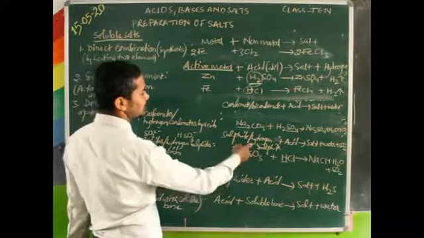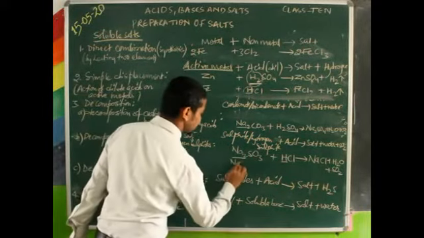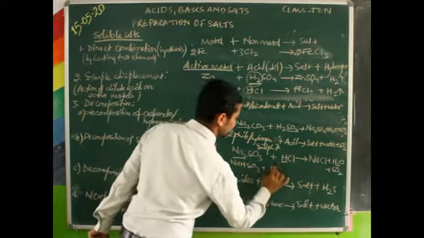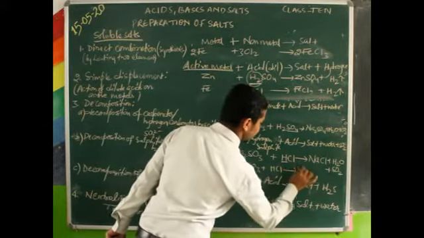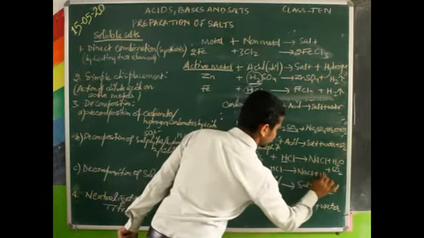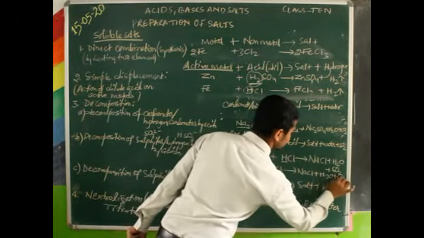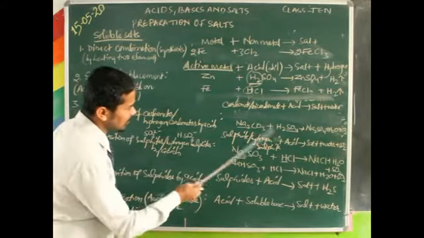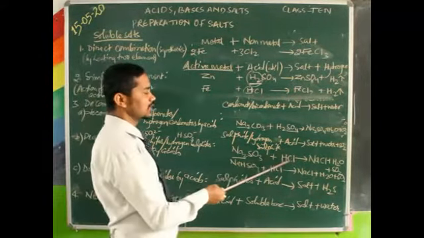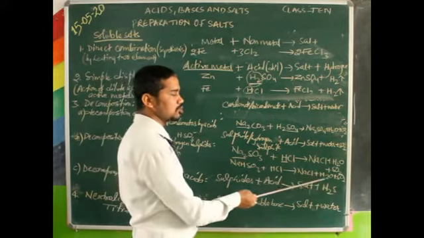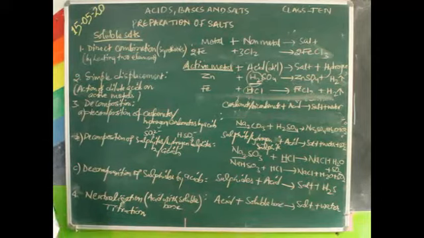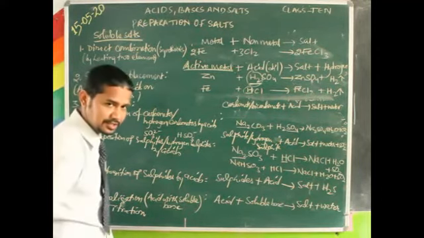So in this way, sulfites or bisulfites, you can take bisulfites also, NaHSO3 also you can take, plus HCl gives the same result, NaCl plus H2O plus SO2. So sulfite or hydrogen sulfite when it reacts with dilute acid gives soluble salt plus water plus sulfur dioxide. Similarly, decomposition of sulfides by acids.